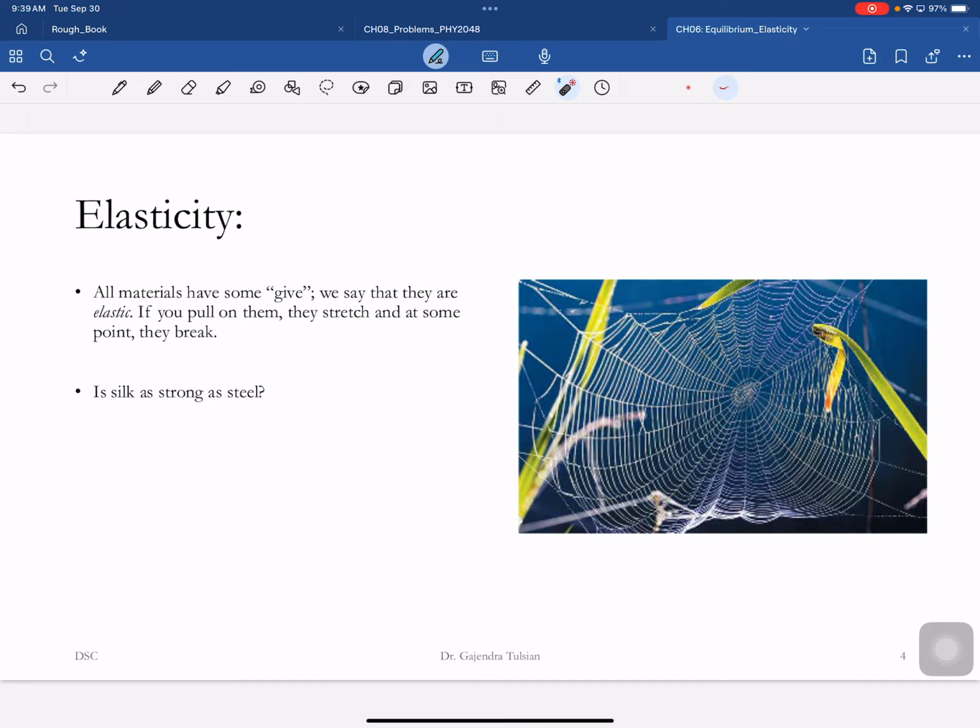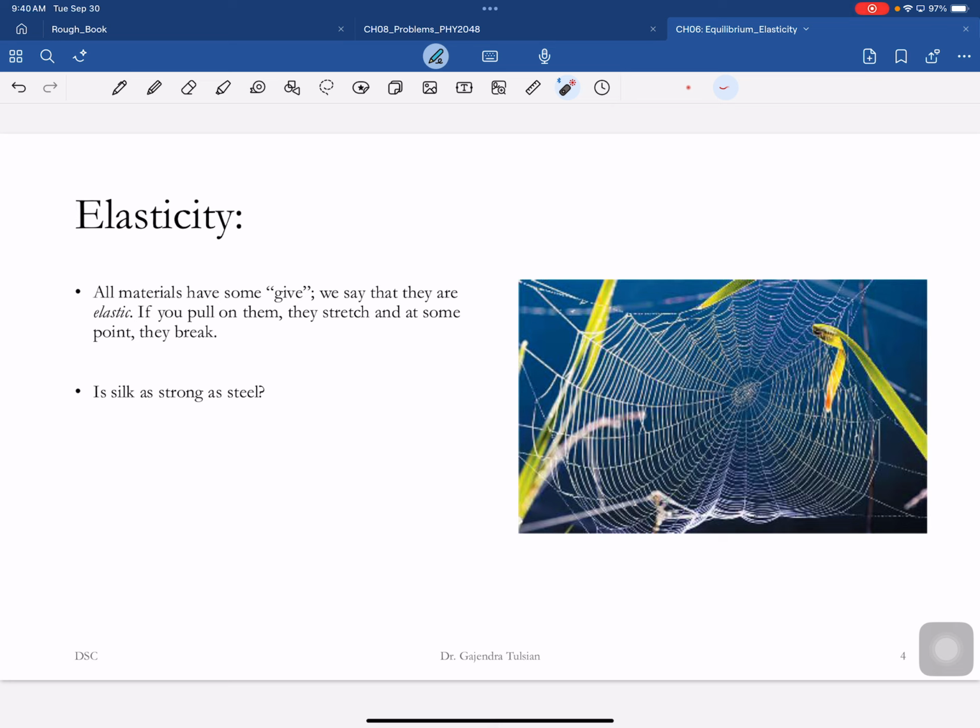If you pull on them, they stretch, and at some point they'll break. In your materials, you don't want to stress anything to the breaking point. You don't want your tendons to rupture and stuff like that. When will that happen? If you apply too much force. Your bones will break if you apply too much force. Silk is elastic as well. And you might have heard that this silk is as strong as steel. And we'll answer that question.